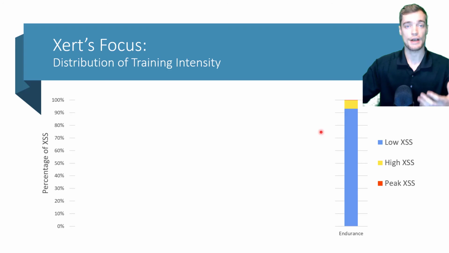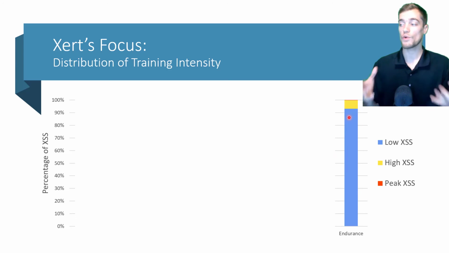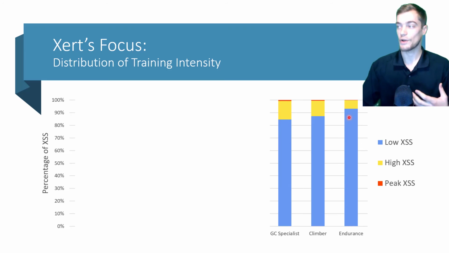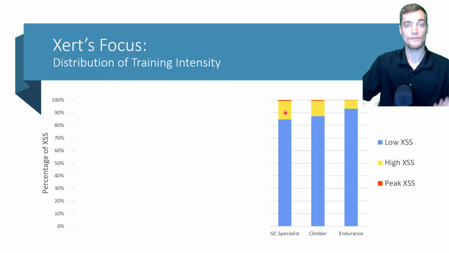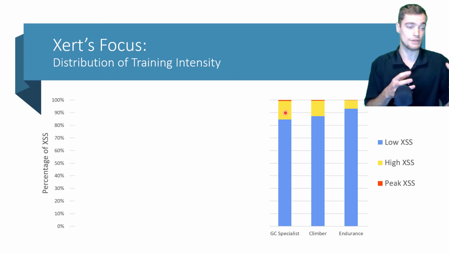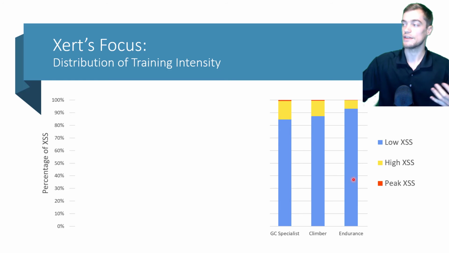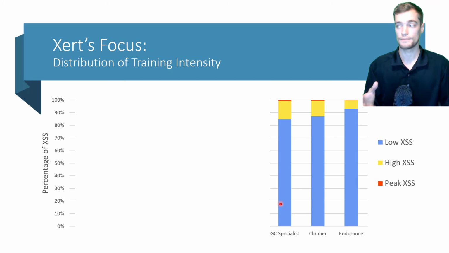Starting with endurance, unsurprisingly, like we saw in the previous slide, you'll see the overwhelming majority of your XSS in an endurance type ride is going to be low XSS. Now, as you start adding in some intensity, so as you see the yellow portion of the activity increase, when you start to strain your high intensity system more, the focus duration starts to drop. So now, instead of an endurance focus here, now you're at a GC specialist, which is about your 8-minute power.